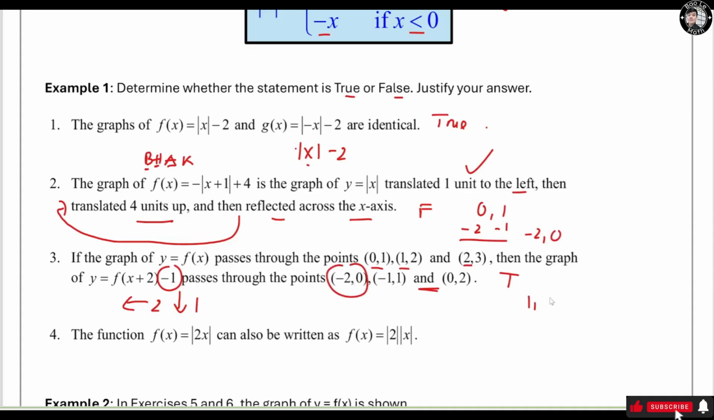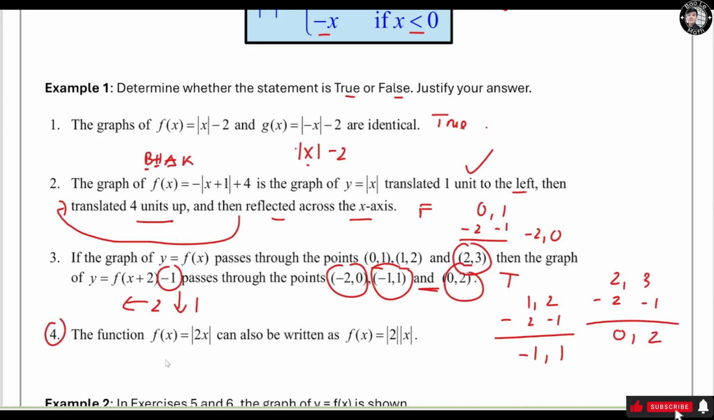Similarly, you have (1, 2), subtract 2, subtract 1. It's going to be (-1, 1), right here. And the third one, (2, 3), subtract 2, subtract 1, so it would be (0, 2). It's right here. Now question 4. The function f of s equals absolute value of 2s can also be written as f of s equals absolute value of 2 times absolute value of s. Yes, it's true, right? Because if you take the absolute value of 2, it's still 2. This one is still 2, so they're both the same.